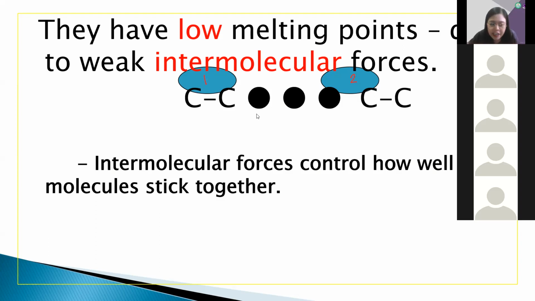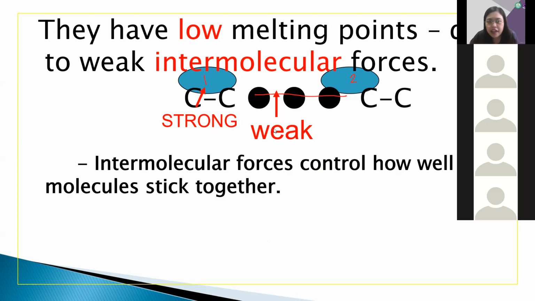But for organic compound, the intermolecular forces are weak. Therefore, pag i-subject mo siya sa heating, madali itong ma-break. Itong bond na ito, class, madali ma-break. Kaya madali sila mag-melt. Yan yung ibig sabihin ng low melting point. So this one here, that is actually the intermolecular force connecting the molecules.